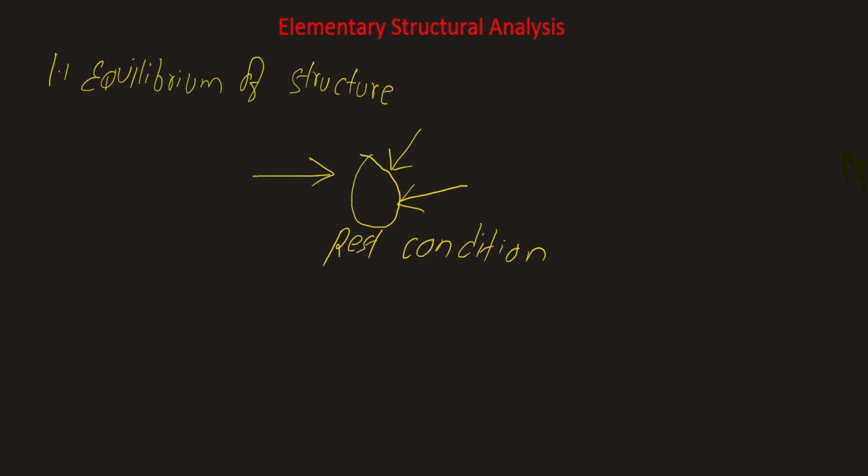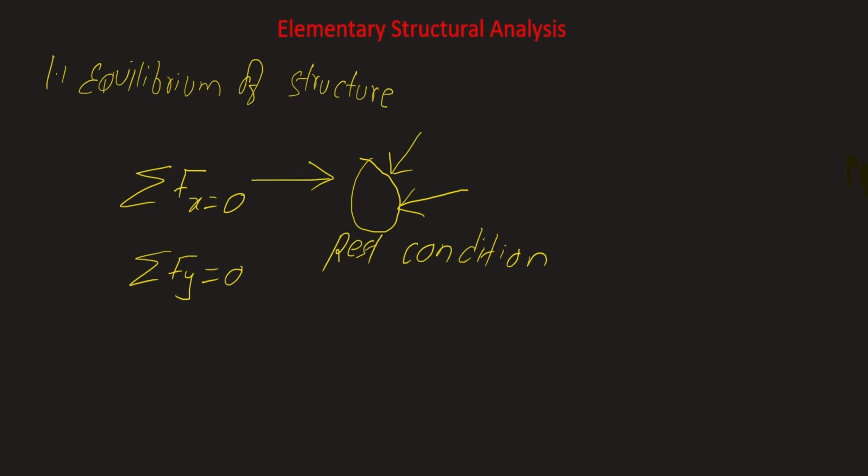And from the principles of statics, the necessary and sufficient conditions of equilibrium can be expressed as: summation of force in x direction is equal to 0, summation of force in y direction must be equal to 0, and summation of moment about z-axis must be equal to 0. So these three equations are the necessary and sufficient conditions of equilibrium for a structure in the xy plane.